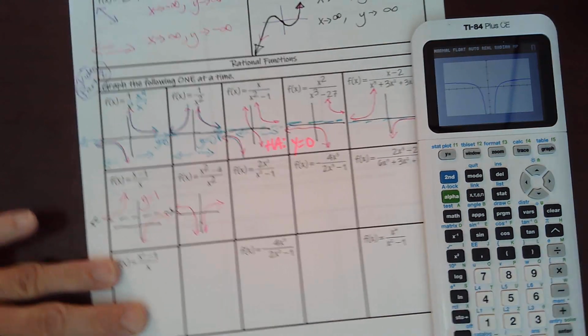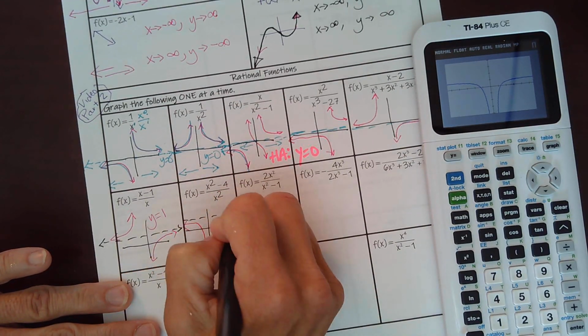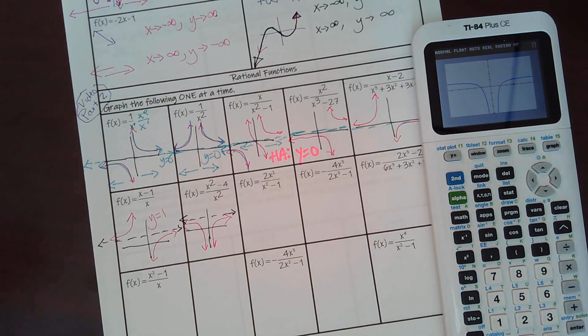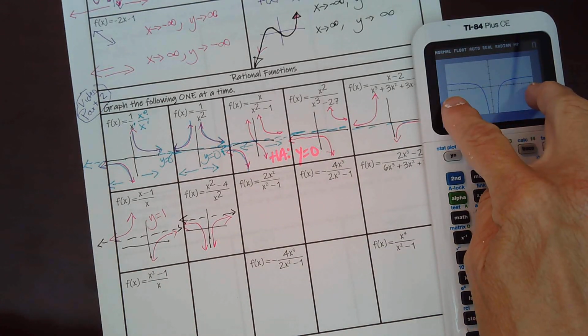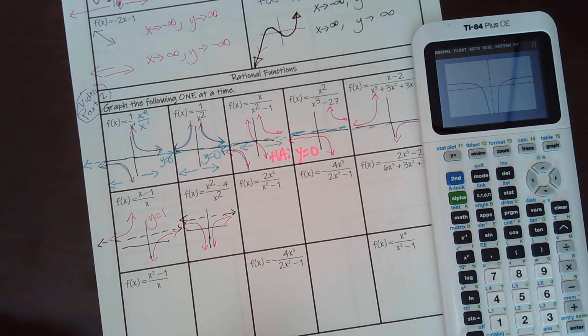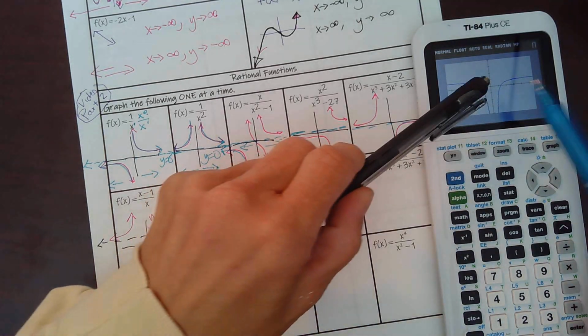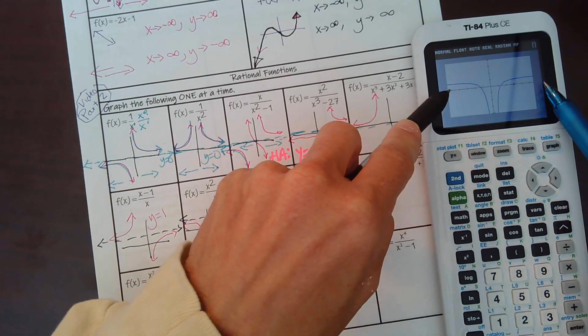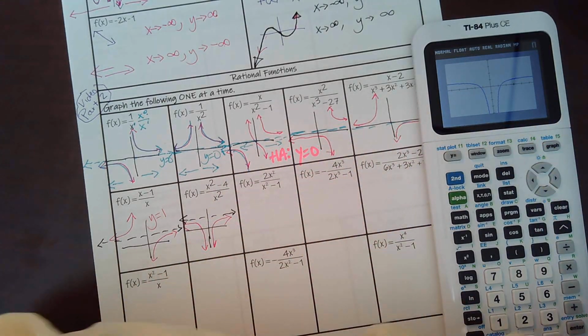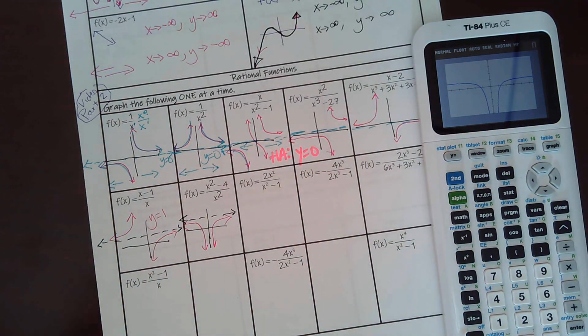And there appears to be a horizontal asymptote there. Now remember, a horizontal asymptote is a line that the graph approaches as you move away from the origin in the positive x and negative x direction. So as you move away from the origin, is there a y value that the graph is approaching? And the answer is yes.